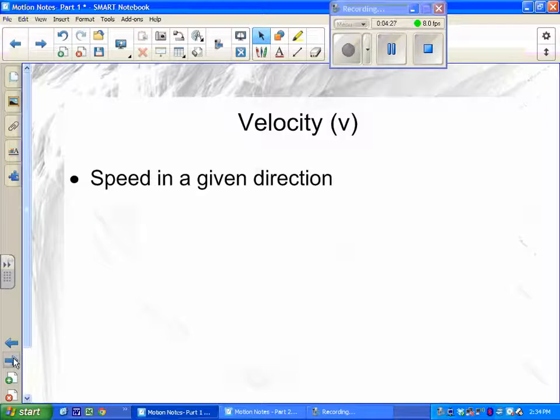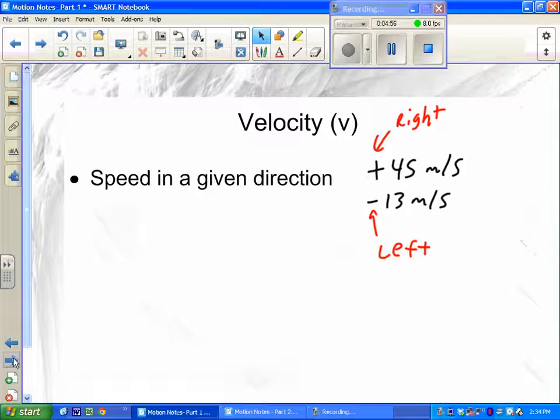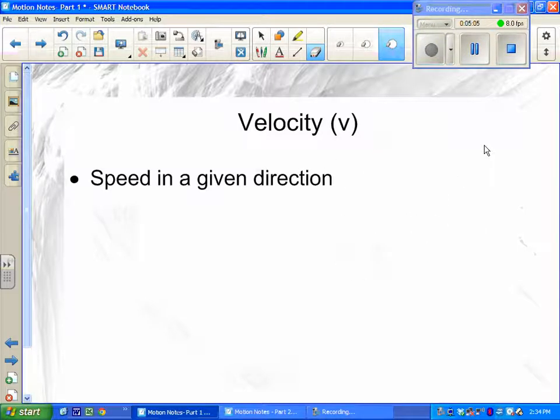If you see a number like positive 45 meters per second or negative 13 meters per second, these are velocities because that sign is giving it a direction. As we mentioned before, the positive sign usually means it's going to the right, the positive direction, and the negative sign means it's going to the left, the negative direction. So if you see the signs, those signs are also giving you a velocity, a direction. Units are the same. They're meters per second.